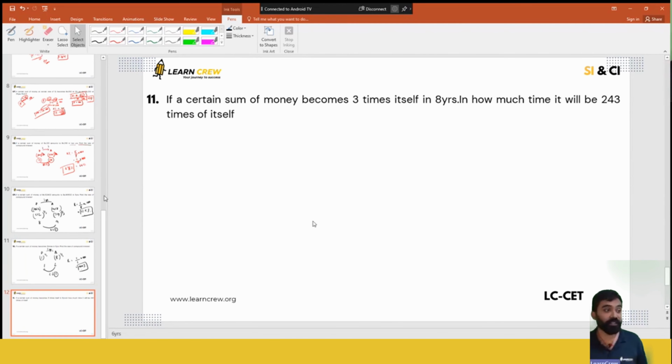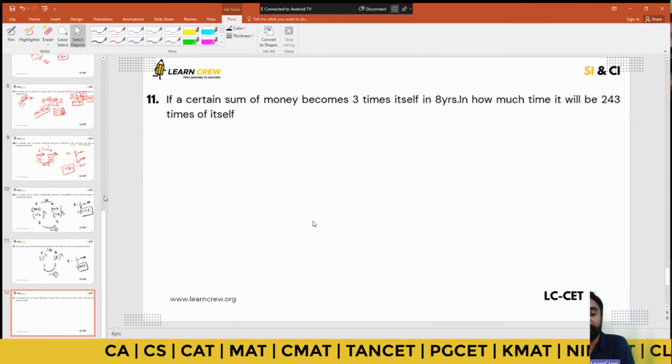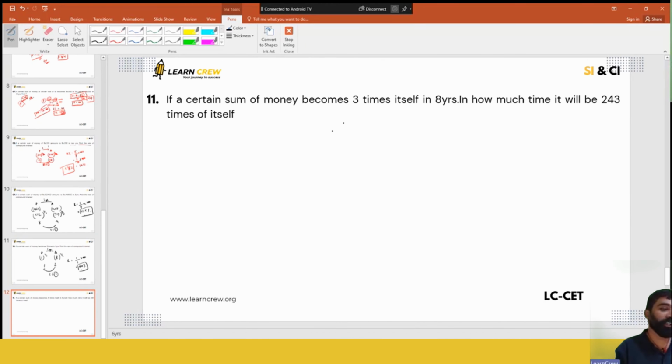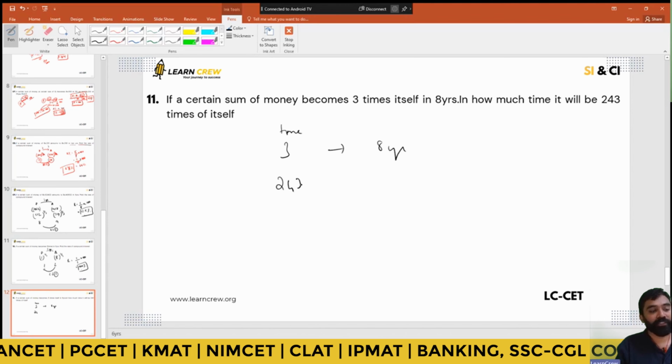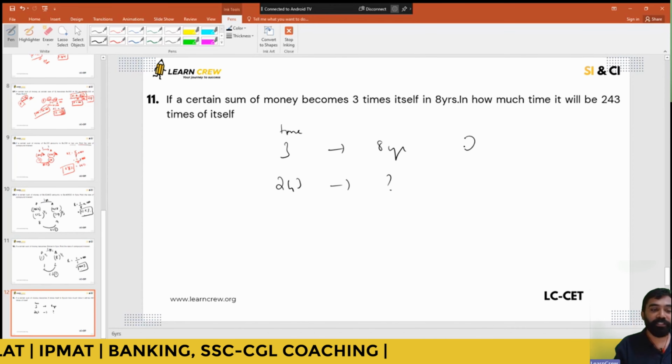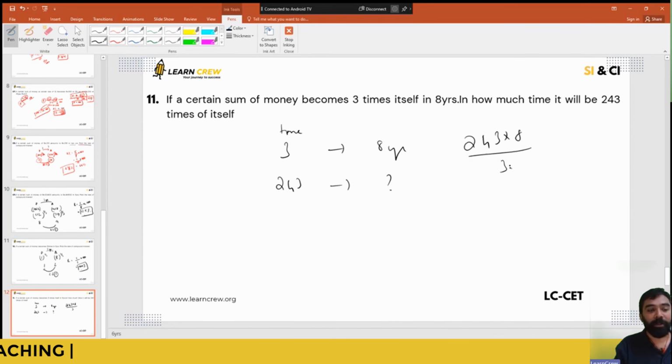Fine. The last one. A certain sum of money becomes 3 times itself in 8 years. In how much time will it become 243 times of itself? Now this is opposite of what you were doing. Give a try, then I'll explain. See, if you want, you can simplify it and do. Else you can do: if it becomes 3 times in 8 years, for 243 times, how many years will it take? So 243 into 8 divided by 3.